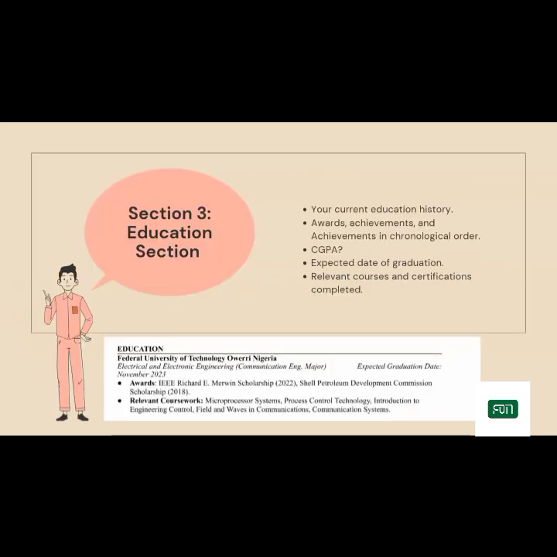The next section of your resume should be the education section. In your education section, you should talk about your current education history, the awards and achievements you have gotten in chronological order, your expected date of graduation, and relevant courses and certifications completed. All of these should be included in your education section.